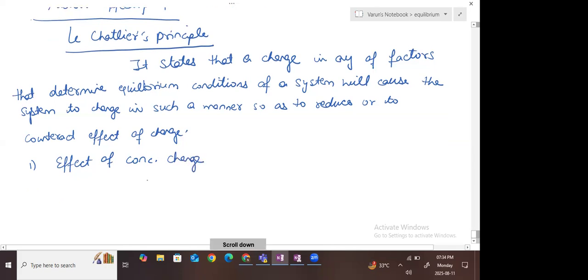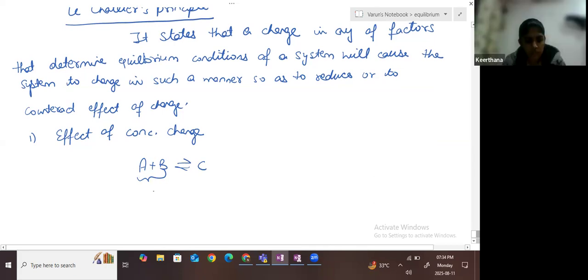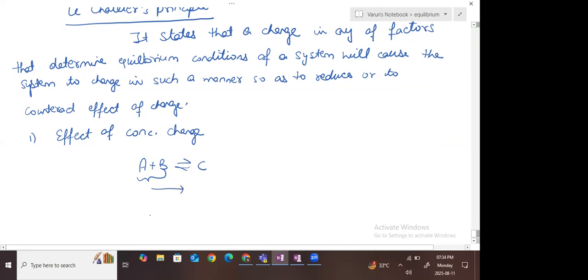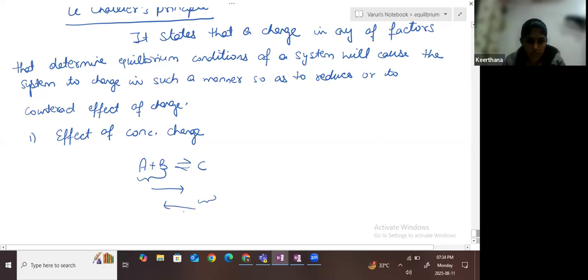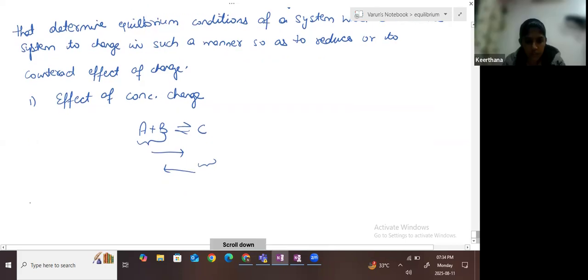Basically, if we have a reaction like A plus B giving me C, and I increase the concentration of reactants, अब reactant का concentration बढ़ गया तो मुझे इसको क्या करना है, कम करना है ना? So my equilibrium will shift in forward direction. अगर मेरा प्रोडक्ट का concentration बढ़ जाता है तो अब इसका concentration मुझे कम करना है. So my reaction will shift in backward direction. Clear?